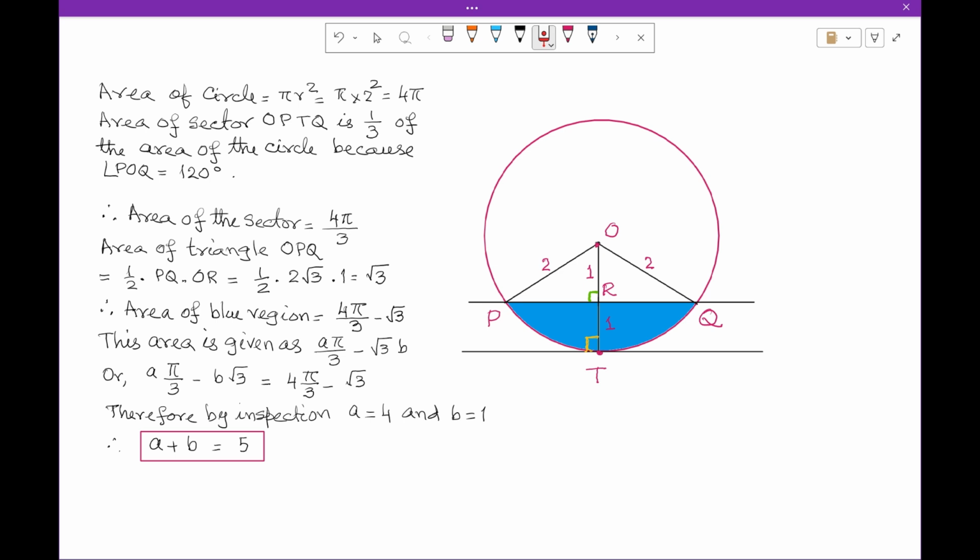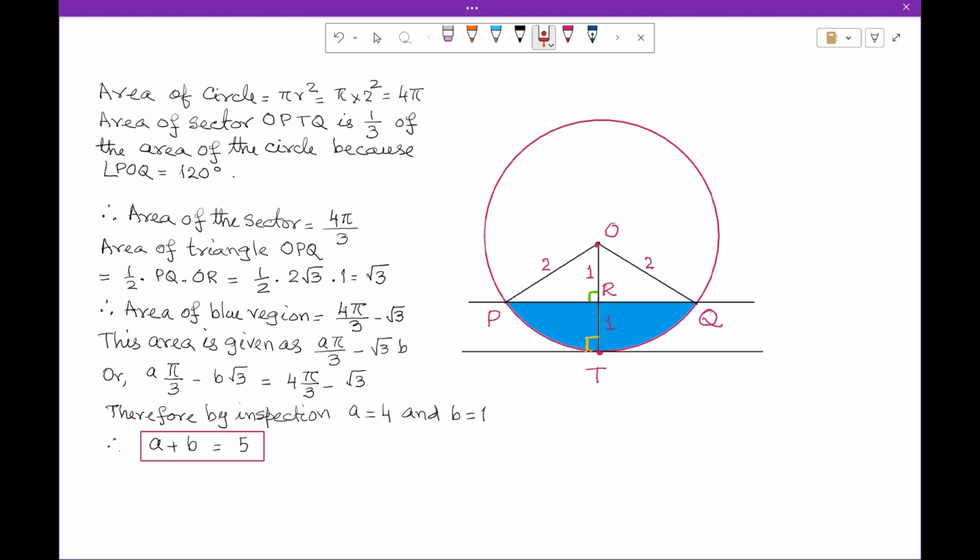Now, area of the triangle OPQ, that is this triangle, is half base into height, that is half multiplied by base PQ multiplied by height OR, that is equal to half multiplied by 2 root 3 multiplied by 1, and that is equal to root 3. Therefore, area of the blue region is area of the sector minus area of the triangle, which is 4 pi by 3 minus square root of 3.